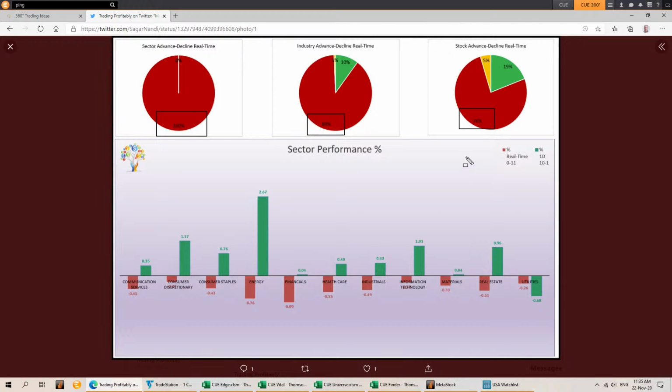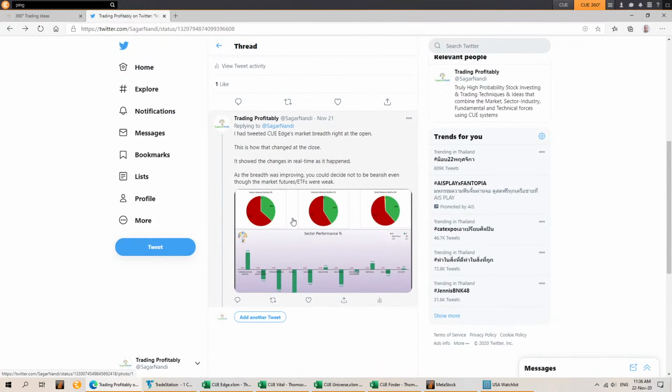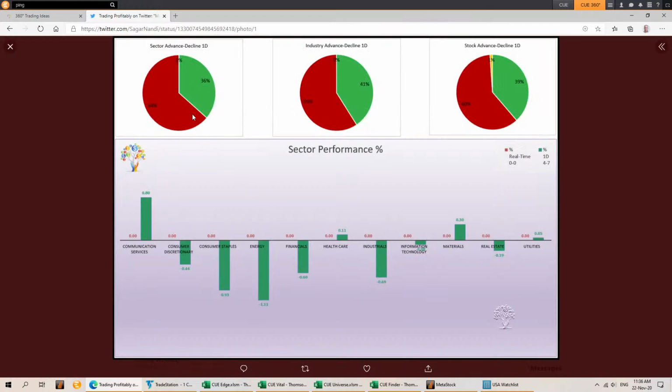That was very bearish. How did it close Friday? I tweeted about that also. It closed about 60% bearish. So that is a big improvement from how it opened. And this is what happened for several days.